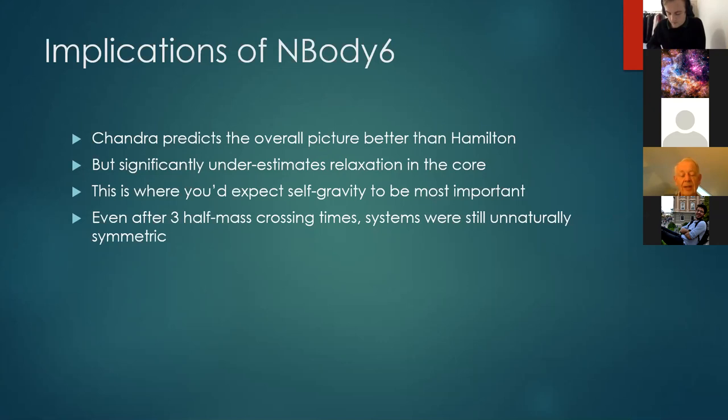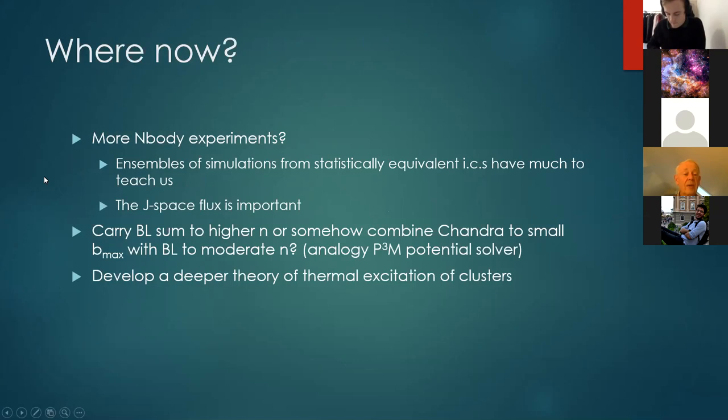Right. So where should we go now? Well, I think I would love to do more n-body experiments along the lines that Jun did, of doing ensembles of simulations, different realizations of statistically equivalent models. I think we've got a lot to learn in stellar dynamics by doing that, not simulating the same system again and again with different initial conditions, and computing the J space flux. As far as I can make out, until Hamilton et al., nobody had actually computed what the J space flux was that Chandra predicted. It's actually quite difficult to compute from Chandra's theory, which maybe is why it hadn't been done, but I think it's an important thing to do.